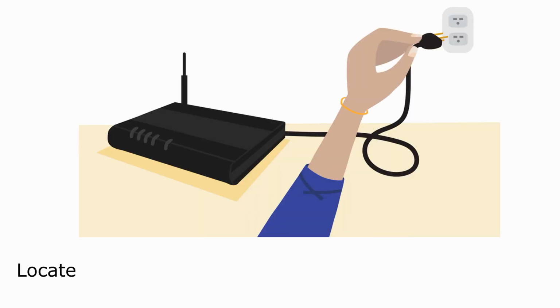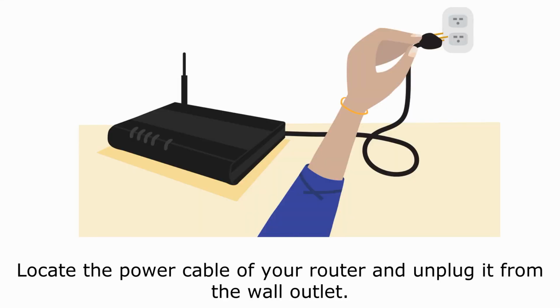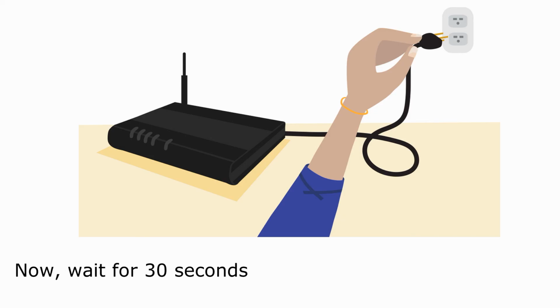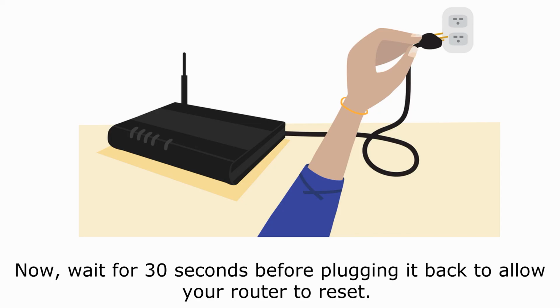Method 5, power cycle router. Locate the power cable of your router and unplug it from the wall outlet. Now, wait for 30 seconds before plugging it back to allow your router to reset.